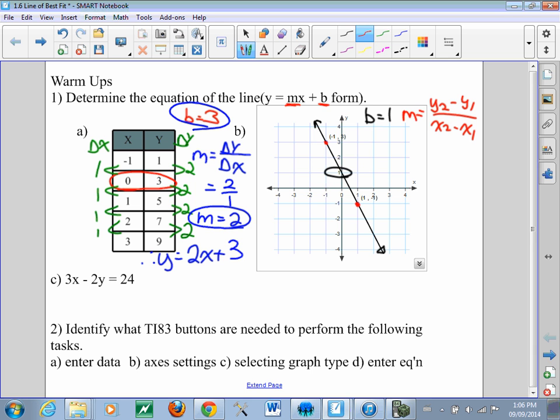When you do the substitution, y2 in this case would be -1, subtract 3 over x2, which is 1, subtract a negative. When you subtract a negative, it really becomes a plus. So you'll end up here with -4 over 2, which equals m equals -2.